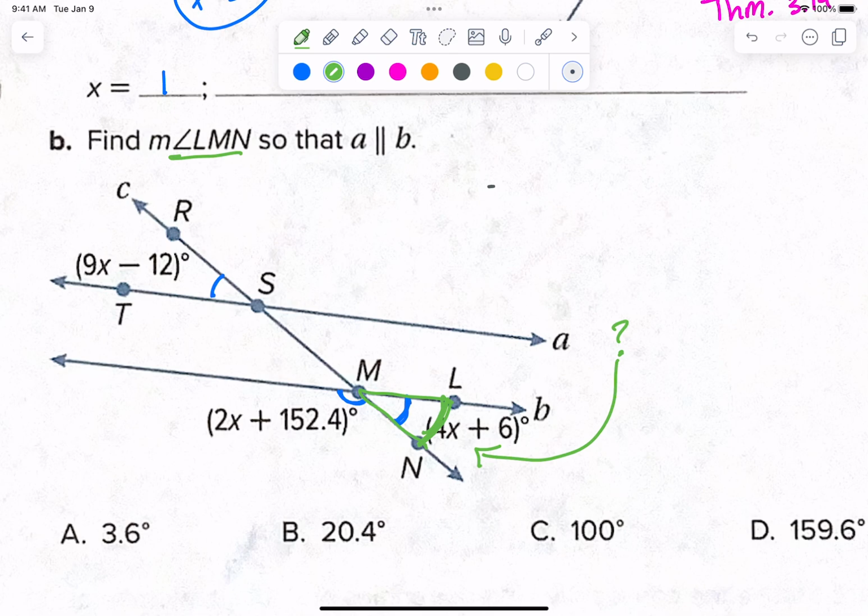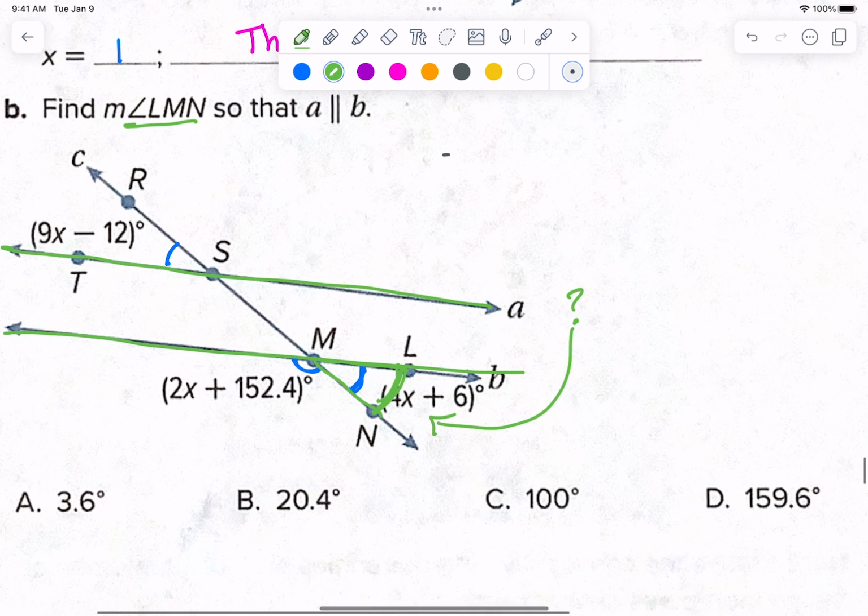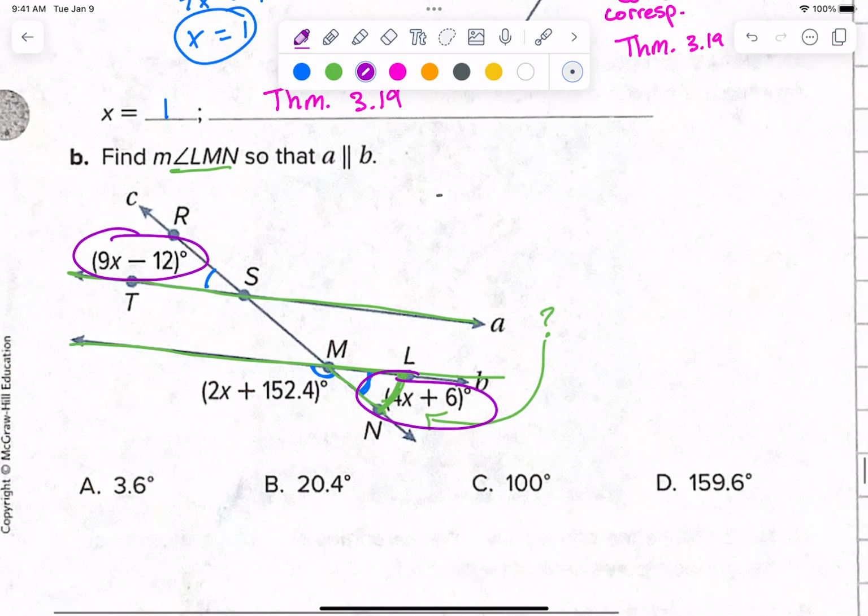Now x could be whatever it wants to be probably, but it has to be a certain number in order for these two lines to be parallel to each other, right? So what shall we do? Set LMN to RST. Set them equal. So this guy right here is equal to this guy. Why? What are they? Because they're corresponding.